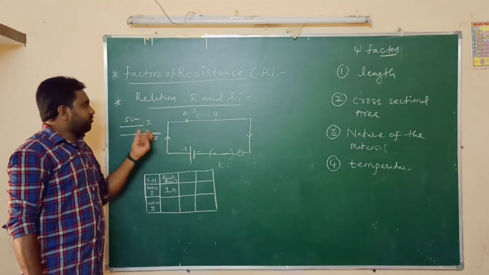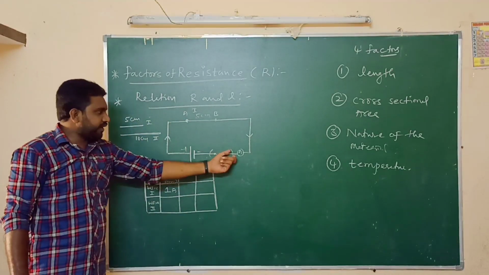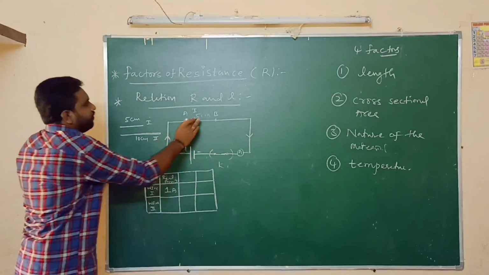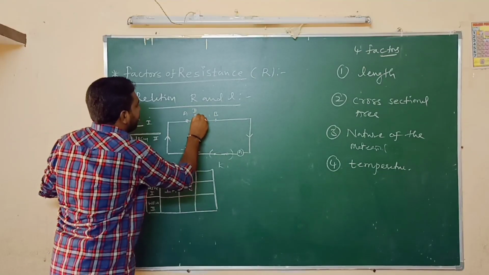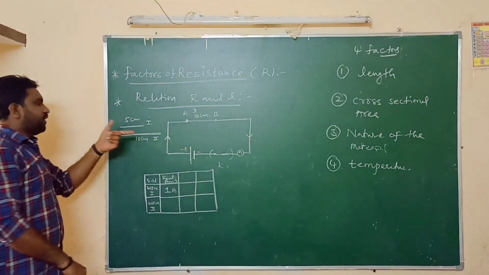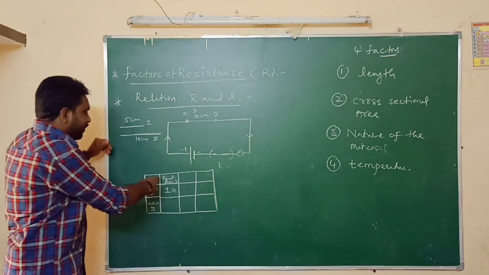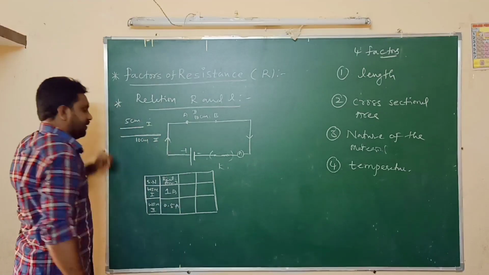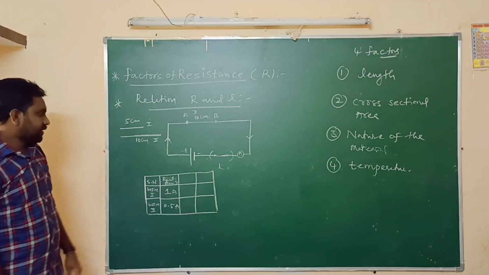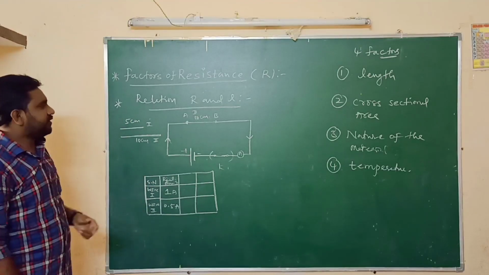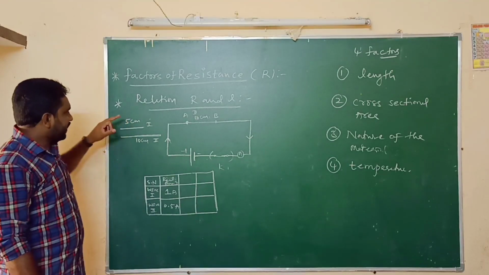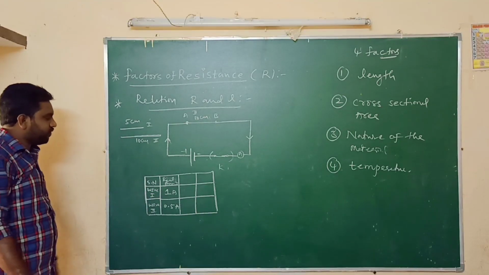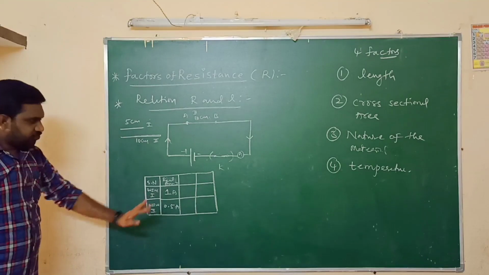By removing the first wire and placing the second wire, we again see the reading of the ammeter. The second wire's length is 10 centimeters, so the length of the wire is increased. In this case we observe that the reading of the ammeter is 0.5 amperes. So in case of the 5 centimeters wire, the reading is 1 ampere, and in case of the 10 centimeters wire, the current is 0.5 amperes.